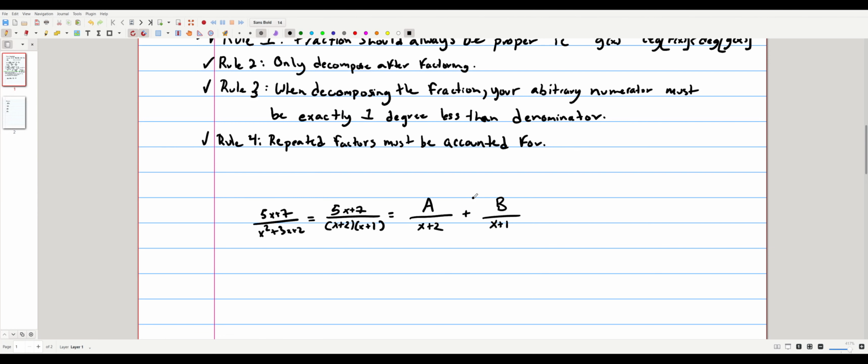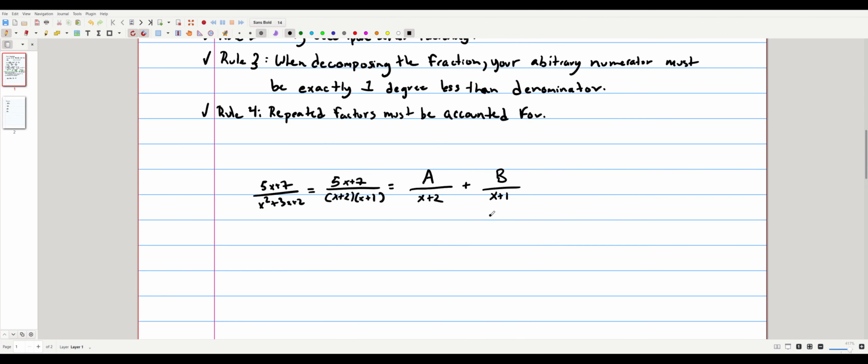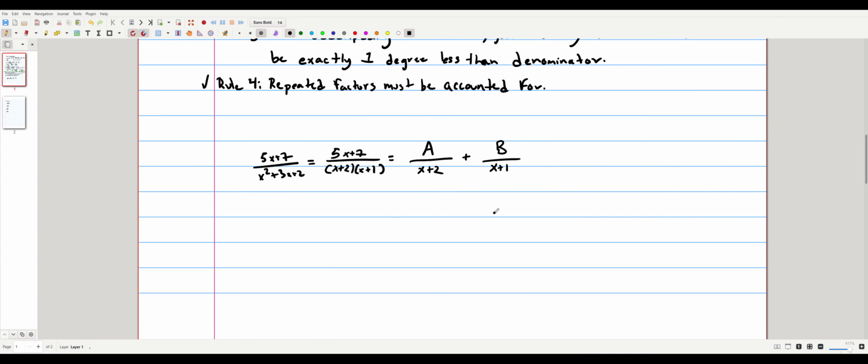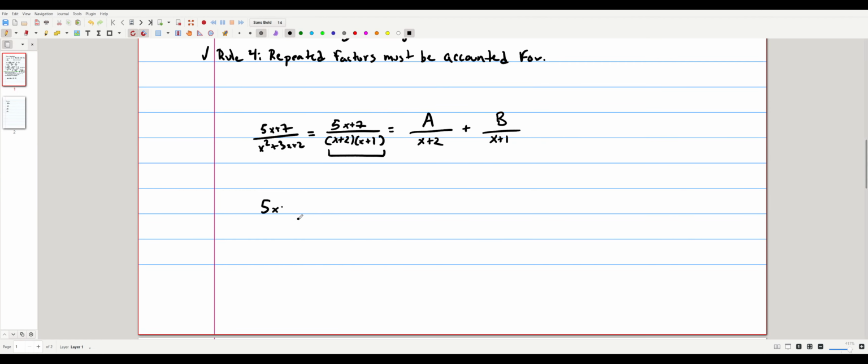So now that we have our setup, how do we figure out what a and b are supposed to be? Well, you take the factored part, and so you say 5x plus 7 over x plus 2 times x plus 1, and you set it equal to your partial fractions, a over x plus 2 plus b over x plus 1. And now what you're going to do is multiply both sides by the LCD. So it's going to be x plus 2 times x plus 1. If you do it to the left, you must do it to the right.